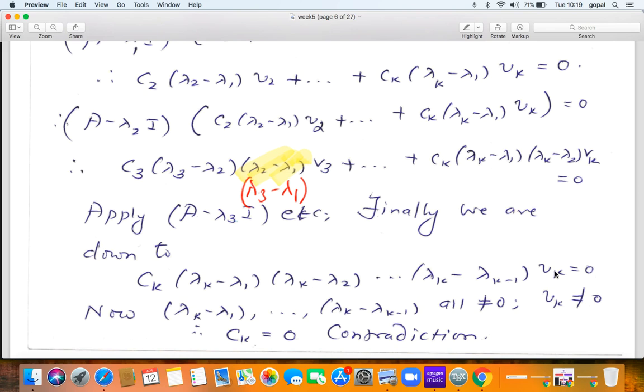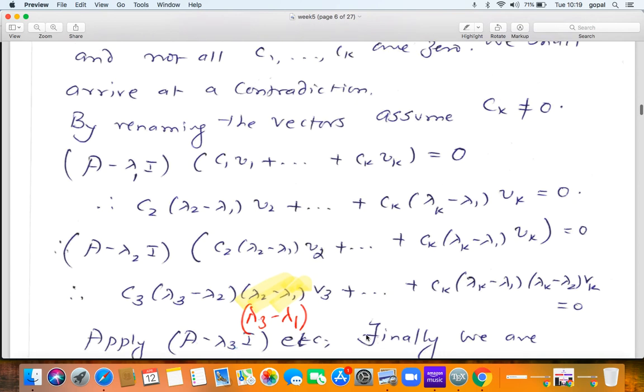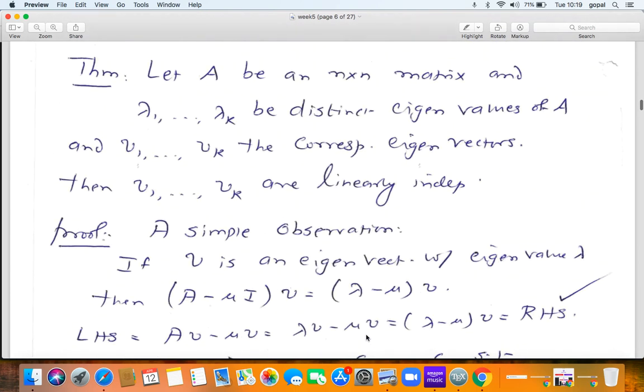1) Vk. Now remember that the eigenvalues were all distinct. Lambda k minus lambda 1 is not 0, lambda k minus lambda 2 is not 0, lambda k minus lambda k minus 1 is not 0. V1, V2, Vk are eigenvectors. Eigenvectors are not 0, but this combination is 0. So the only way this can happen is when Ck is 0, but that's a contradiction because we assumed Ck is non-zero. And that completes this theorem: eigenvectors corresponding to distinct eigenvalues are linearly independent.